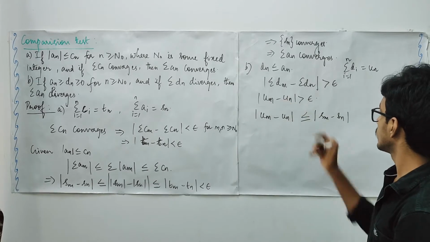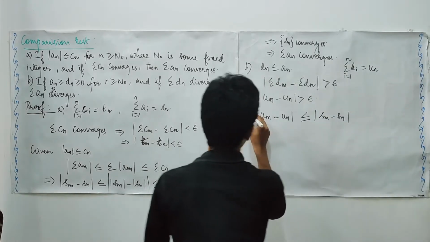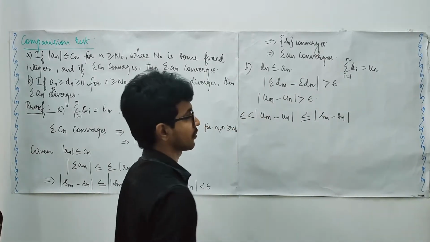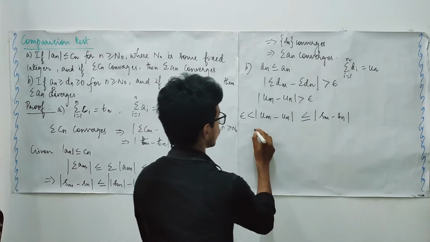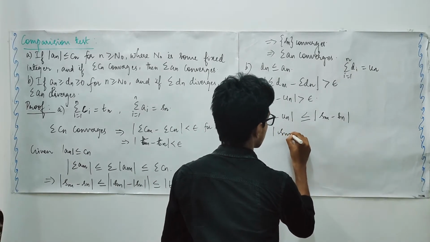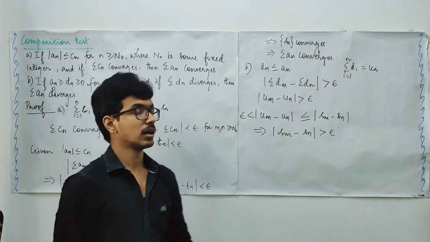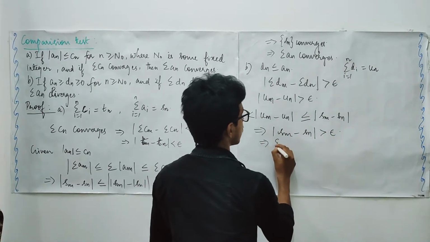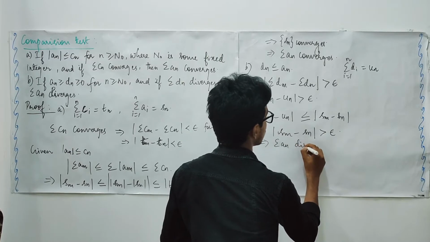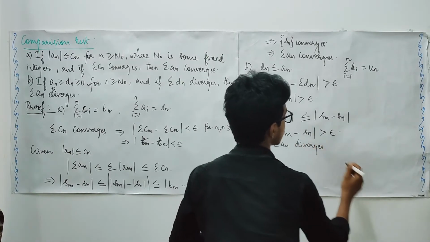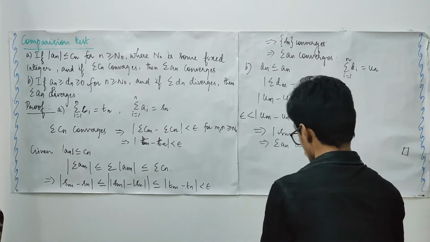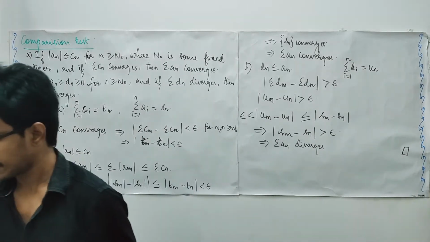When you revert it, what are you going to get? You are going to get this case. So this gives you that the absolute value of S_m minus S_n is also bigger than epsilon. And this proves that summation a_n diverges. This completes the proof of this theorem.